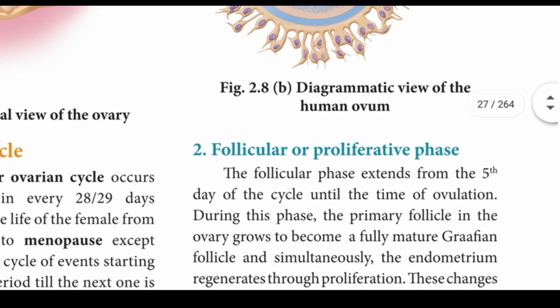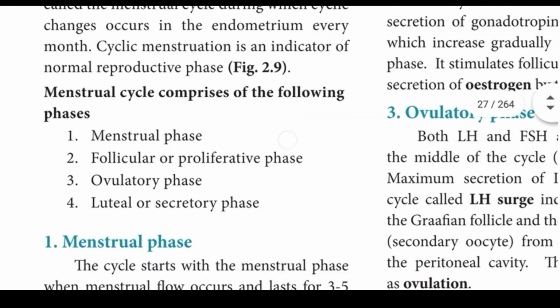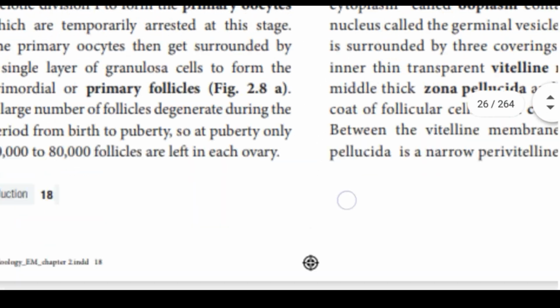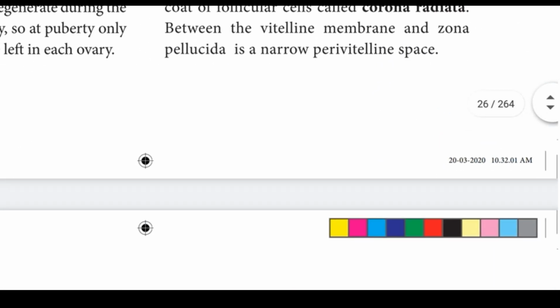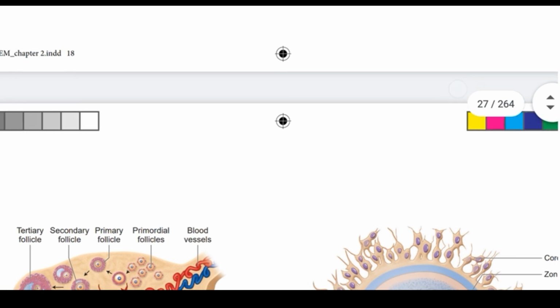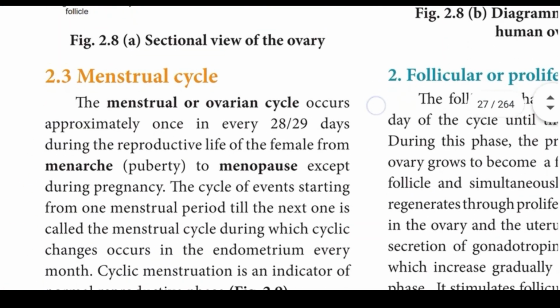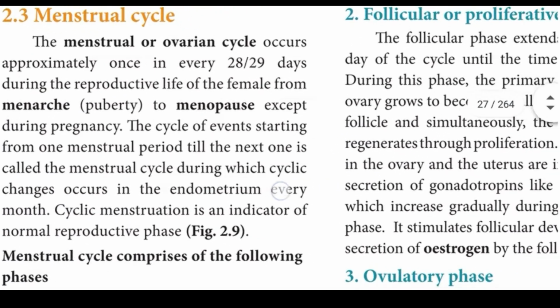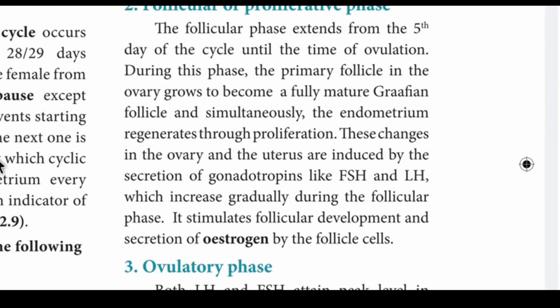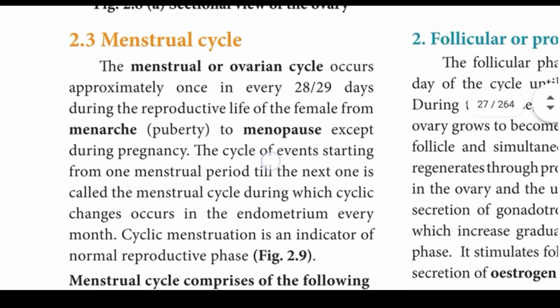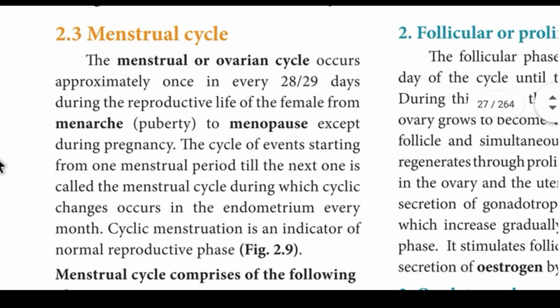The structure of ovum is completed. What will happen after completing the structure? The ovum is completed, the Graafian follicle is released, and what will happen? That is totally called the menstrual cycle. What is the menstrual cycle?